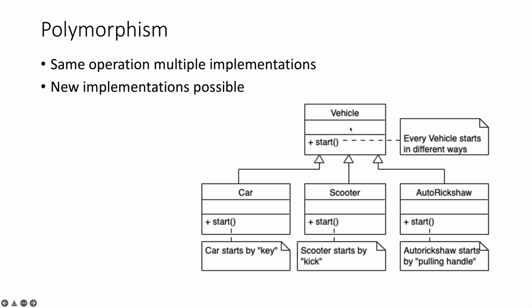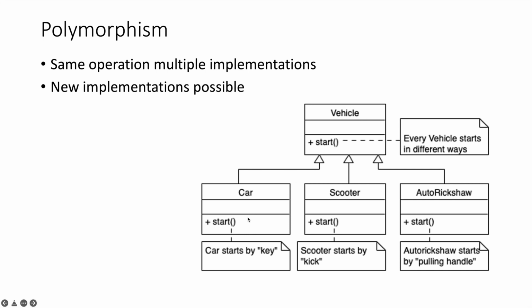You will find vehicle describes that there must be some start implementation, whereas car, scooter and auto rickshaw provide different implementations to the operation called start. This is where you will find the difference in the terms operation and implementation. This is typically an operation. That start is an operation which is inherited by all three but redefined by all three child classes.